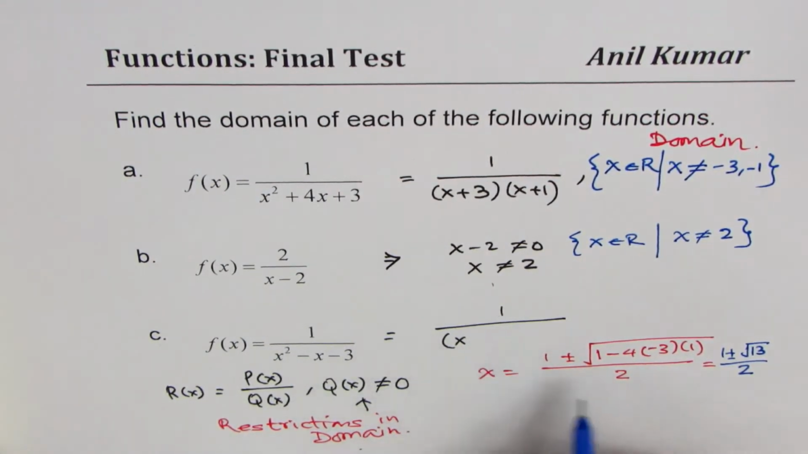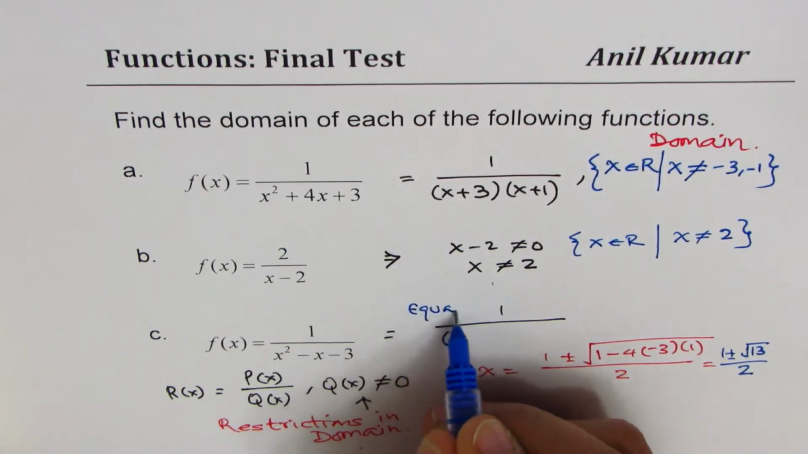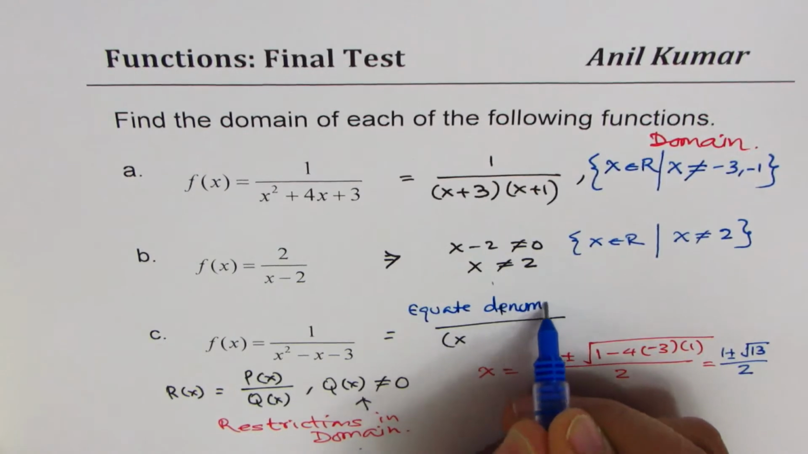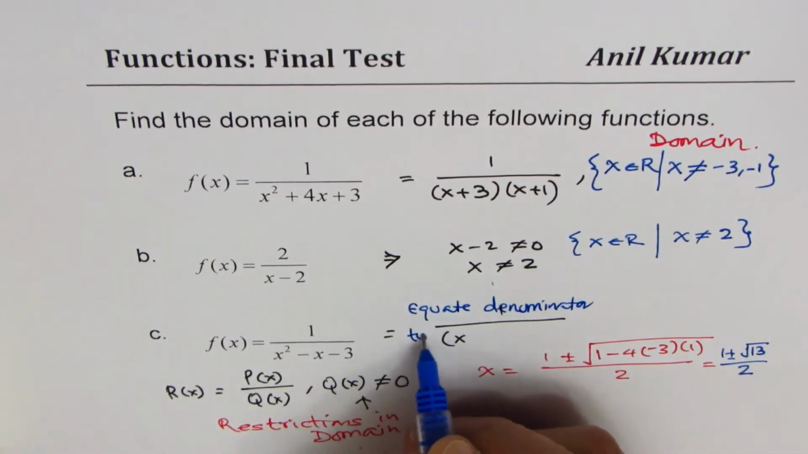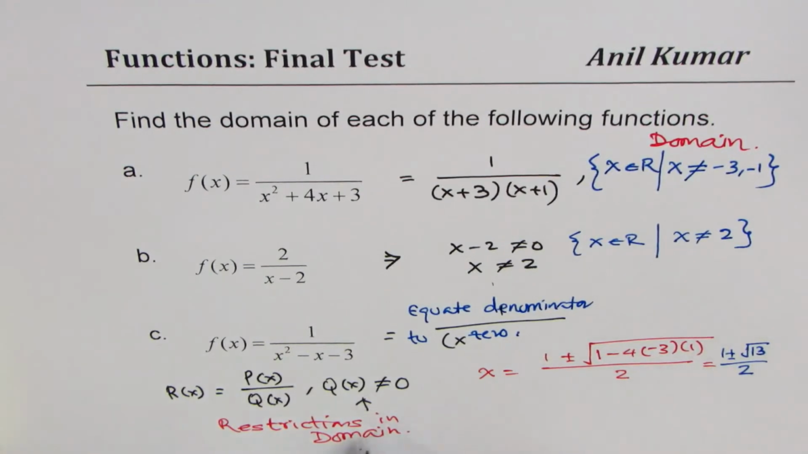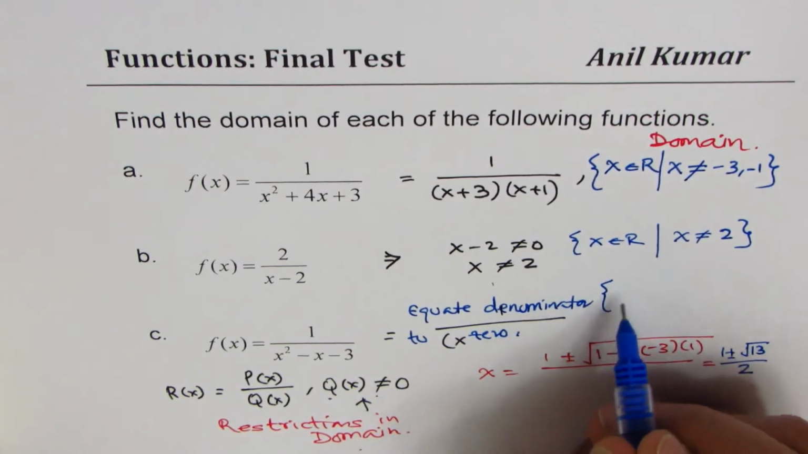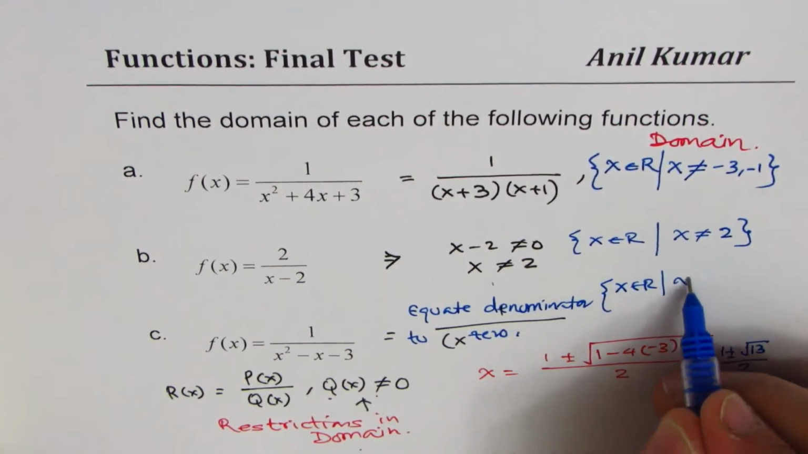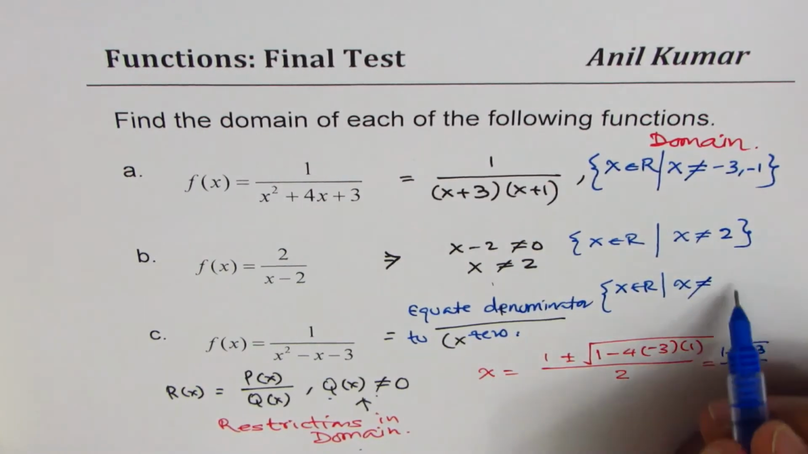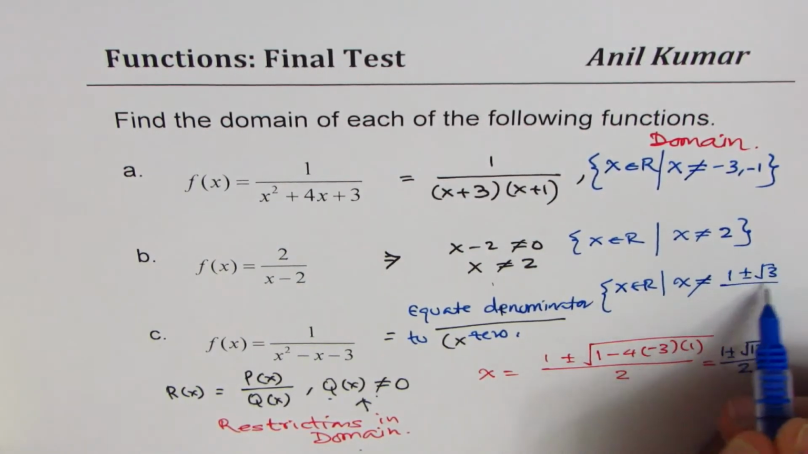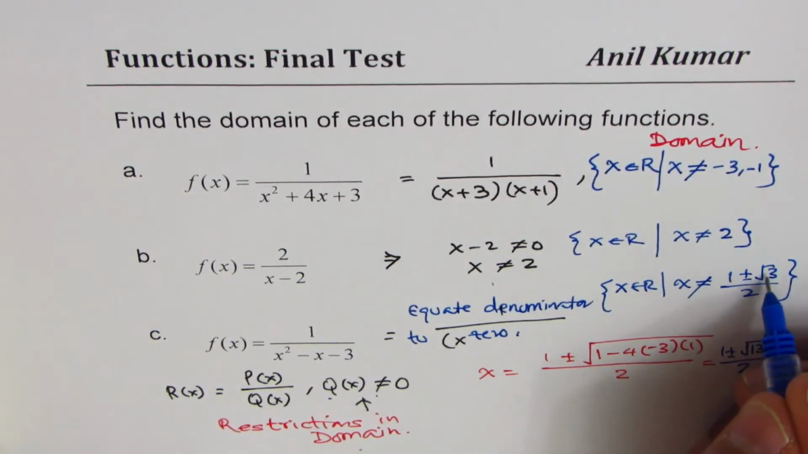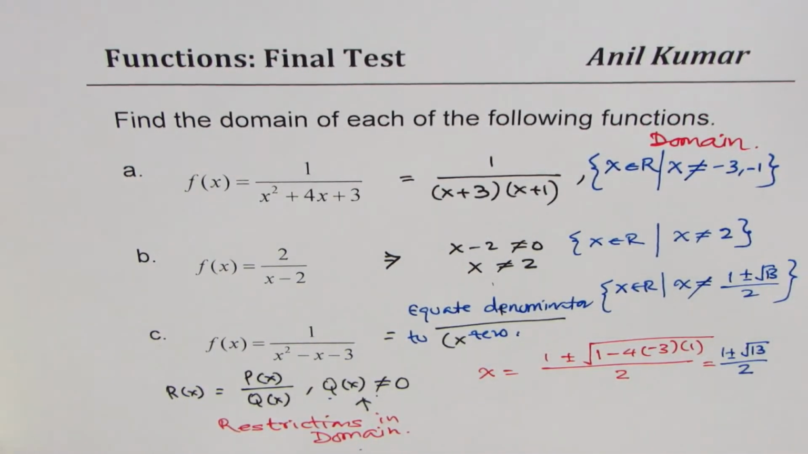So what we do here is equate the denominator to 0, that is q of x equals 0, to find the domain, and then you can write down the domain, and that is x belongs to real numbers where x is not equal to 1 plus minus the square root of 13, I'm sorry, 13, right, over 2. So that is how you can actually write the domain for the given rational functions.